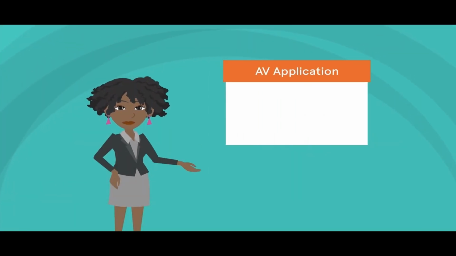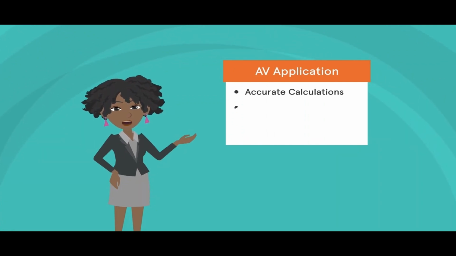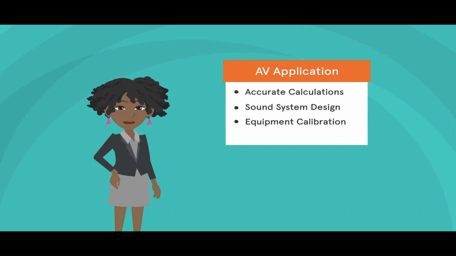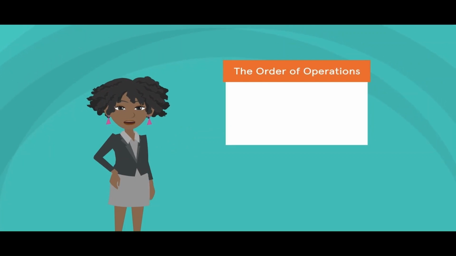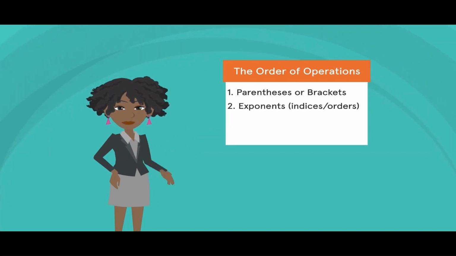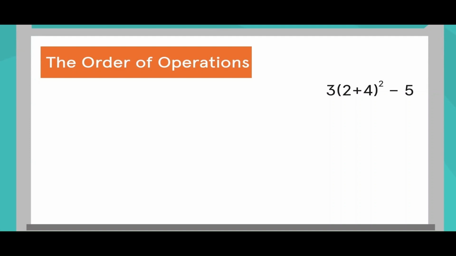Understanding the order of operations is essential in the AV industry because it ensures that calculations are performed accurately, whether you're designing a sound system, calibrating equipment, or setting up a lighting grid. The order of operations helps prioritize what parts of the equations to tackle first, second, third, and fourth, like prioritizing tasks on a to-do list. Let's break down the rules.